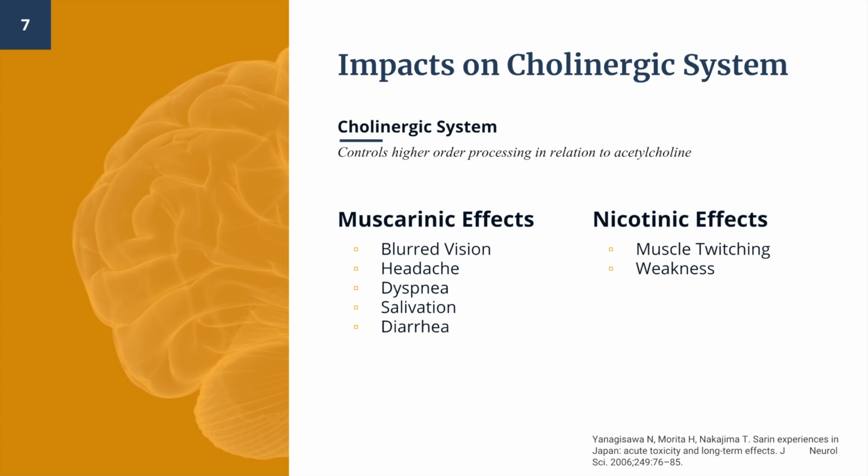In the human body, sarin exposure predominantly impacts the cholinergic system. The cholinergic system is responsible for higher order processing. Sarin inhibition of acetylcholinesterase results in the accumulation of acetylcholine at both muscarinic and nicotinic receptors in the central and peripheral nervous systems. Accumulation of acetylcholine at muscarinic receptors can result in the physiological symptoms of blurred vision, headaches, dyspnea, salivation, or diarrhea. Accumulation of acetylcholine at nicotinic receptors can result in the physiological symptoms of muscular twitching or weakness.